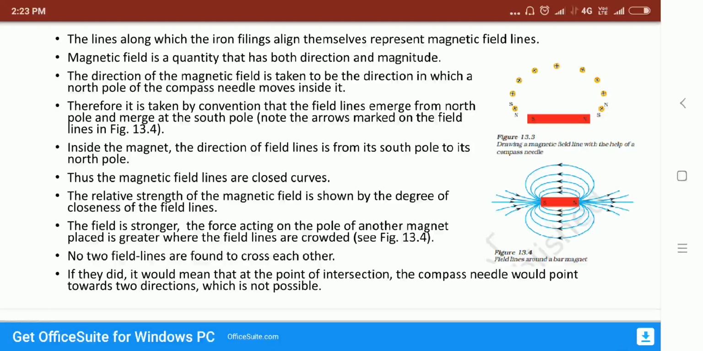If magnetic field lines crossed each other, it would have to define both the direction towards the south pole and towards the north pole, and the needle should indicate both directions. That cannot be possible. It means the direction of the needle is always towards the north pole of the bar magnet. It defines that magnetic field lines never cross each other, which is never possible.